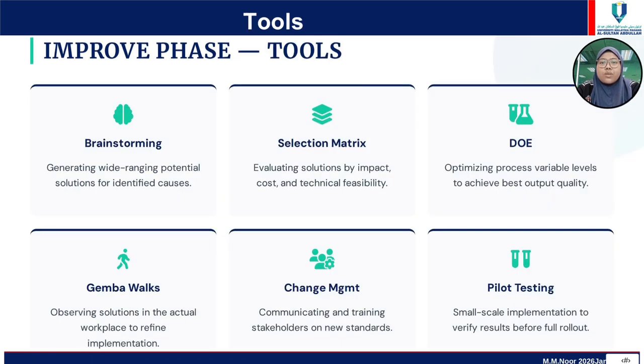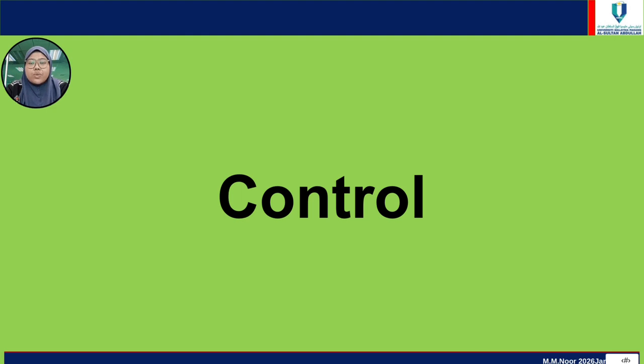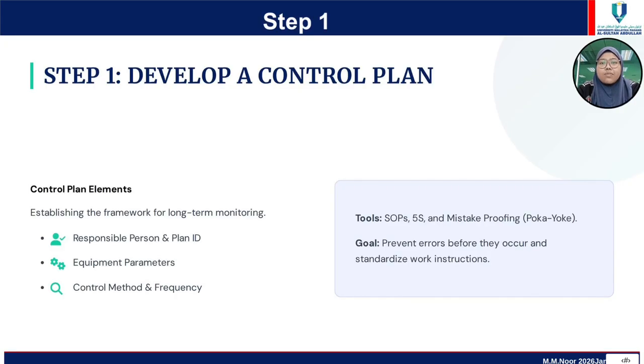Tools commonly used include brainstorming, design of experiments, and failure mode and effects analysis, or FMEA. The final DMAIC phase is Control. This phase ensures that improvements are maintained over time. The team develops standard operating procedures and documentation for the improved process.